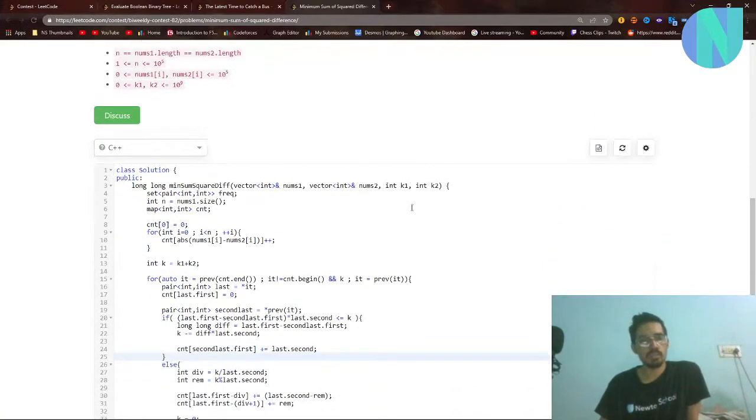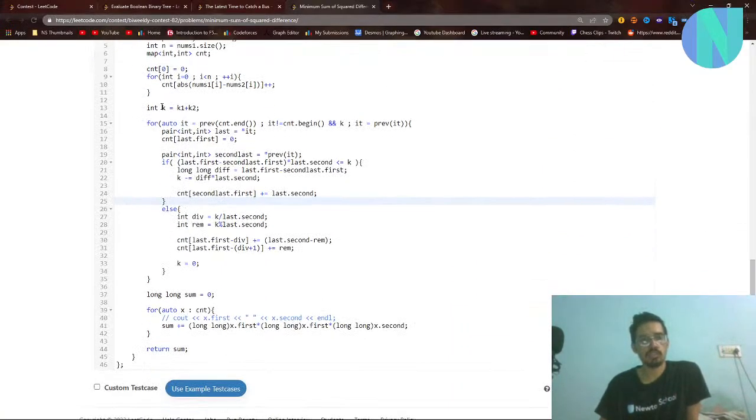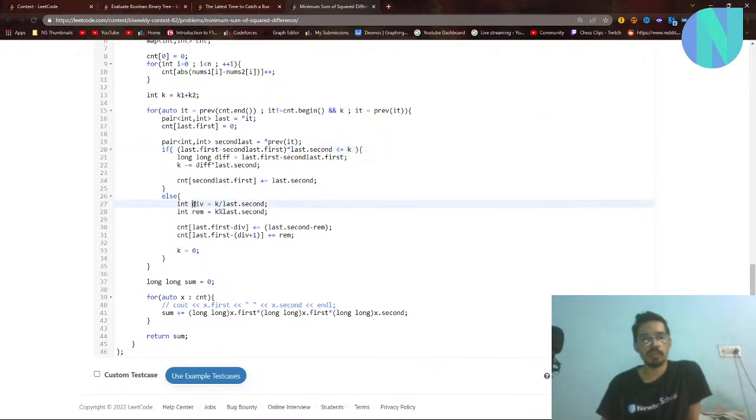So that's the logic. As you can see here, I have done k equal to k1 plus k2, and then I start from the last element, that is, from the maximum difference, and I check my last and my second last. If the difference is less than or equal to k, that is, I can convert the entire block using k operations, I will do that, and I will update my count of second last dot first. So I will add the number of last frequency to the second last frequency. Otherwise, if I don't have enough operations, I will have to find div and remainder.